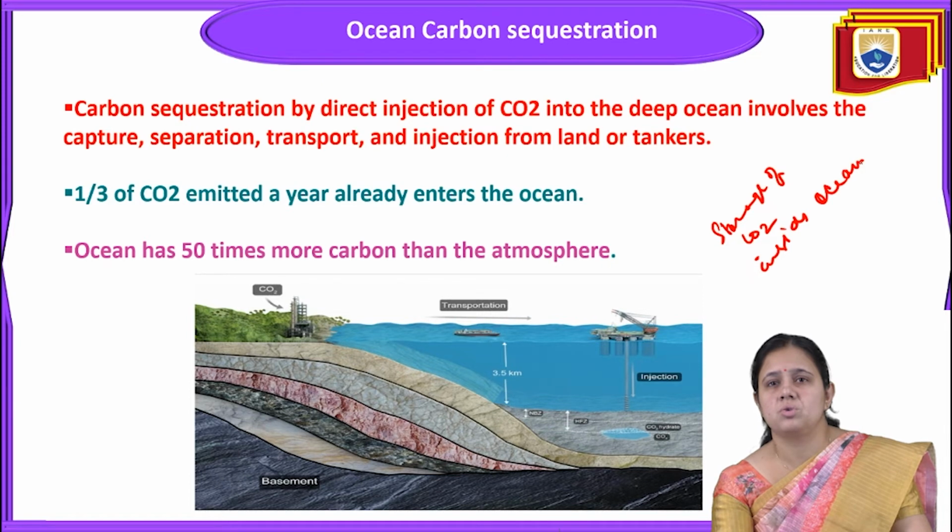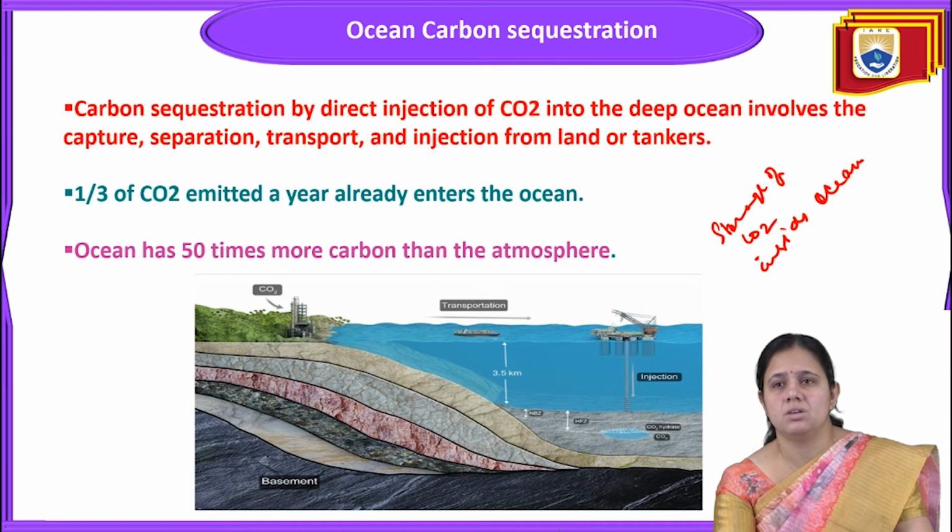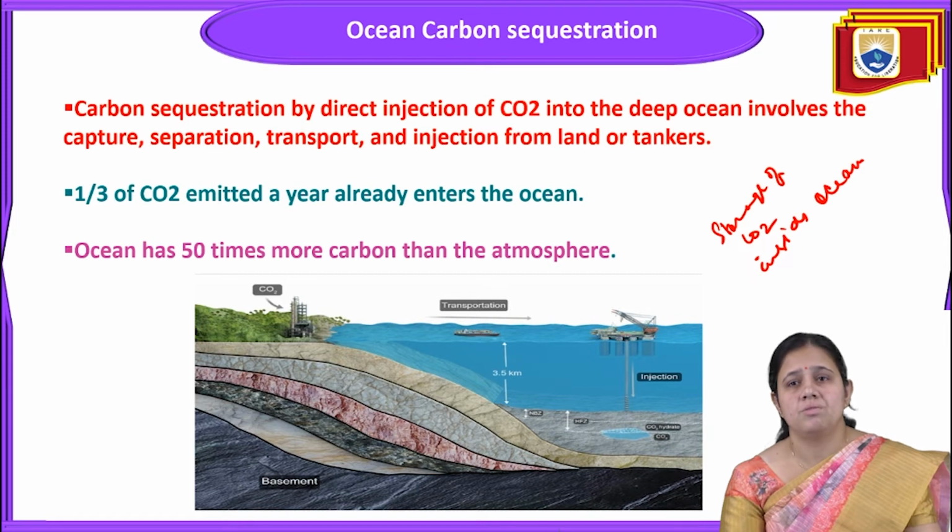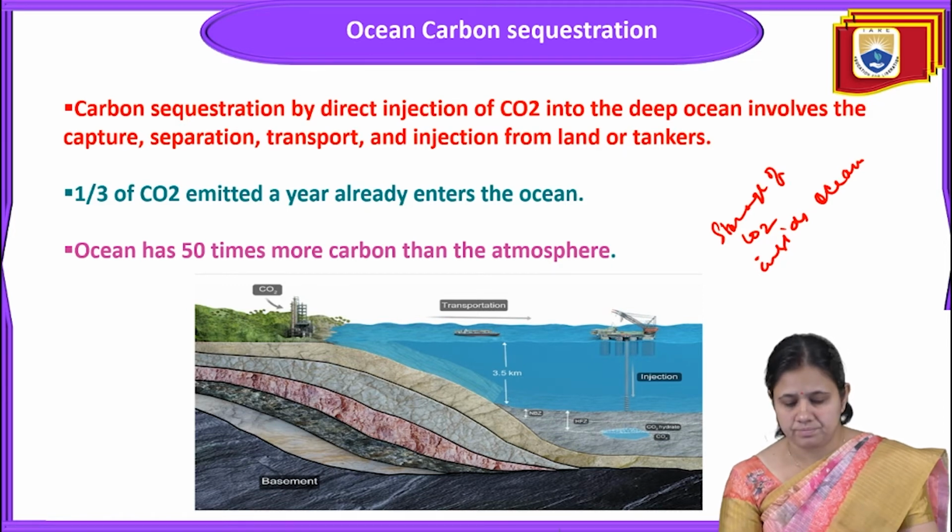One third of the CO2 emitted a year already enters the ocean. One third of the carbon dioxide that has been emitted in a year already enters the ocean, and the ocean has a capacity for 50 times more carbon than the atmosphere. The ocean is already holding more carbon than the atmosphere.